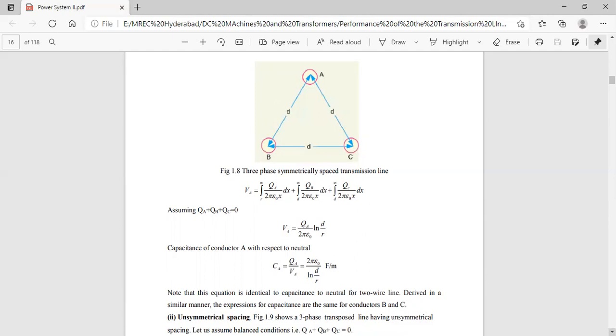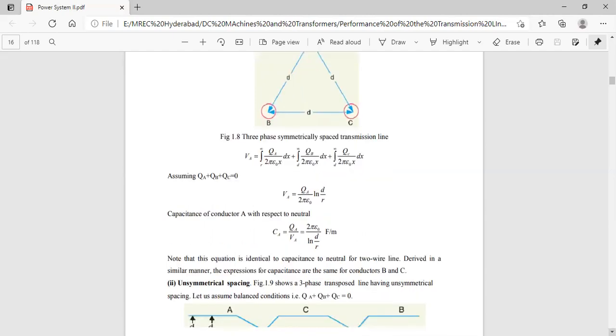So now the capacitance of conductor A with respect to neutral is CA, equal to QA divided by VA, that is equal to 2 pi epsilon naught divided by ln of d by r in farad per meter for a three-phase system. Now this equation is identical to the capacitance to neutral for two-wire systems, derived in a similar manner. The expression for capacitance is the same for conductors B and C.